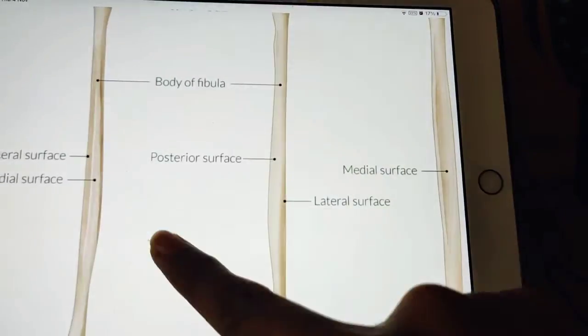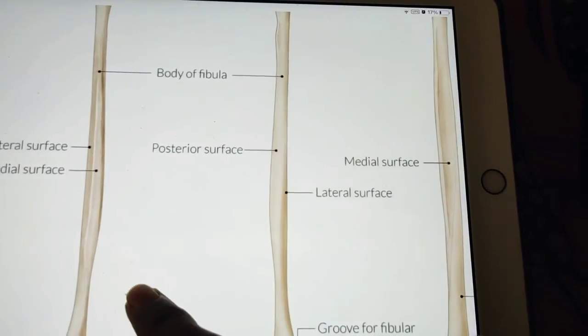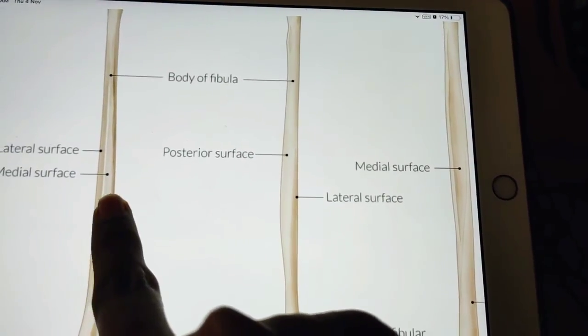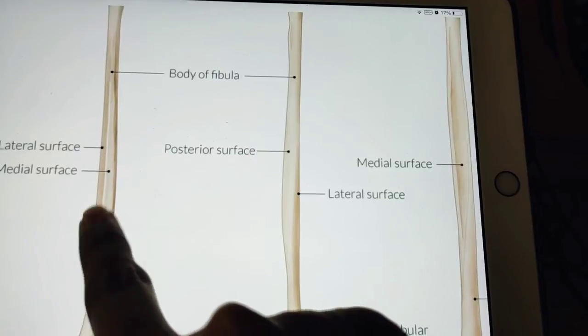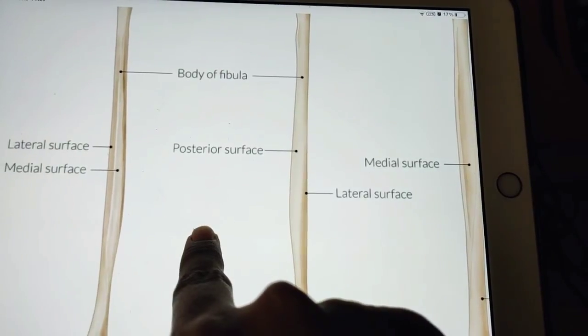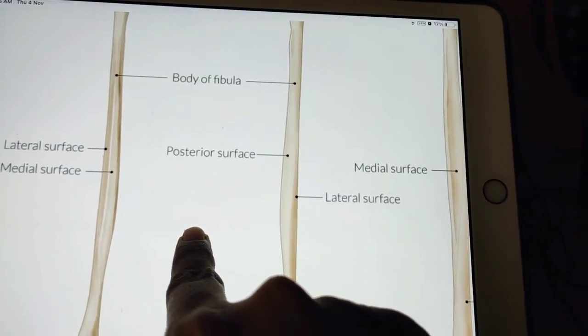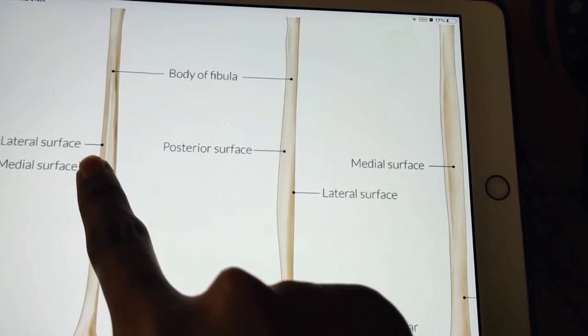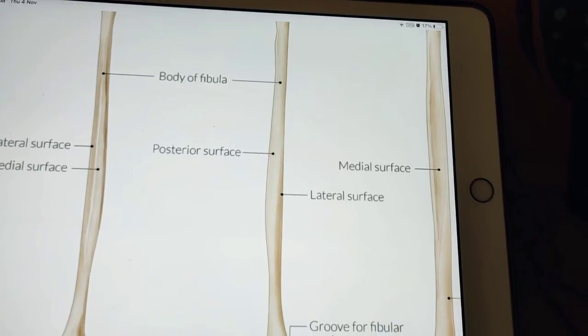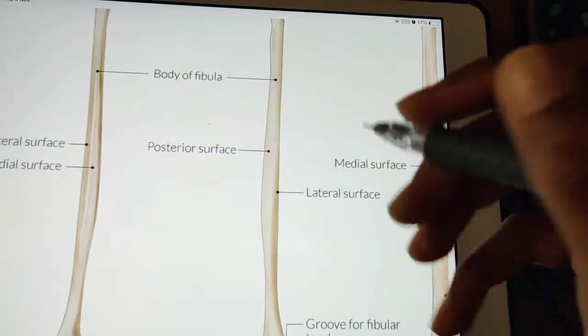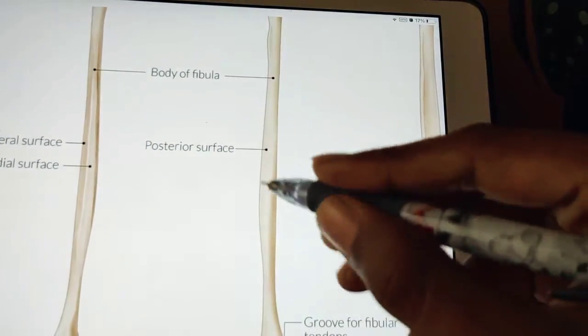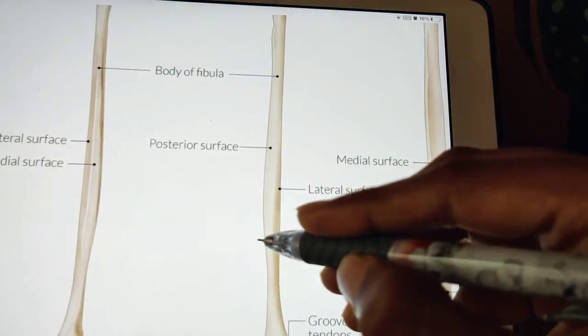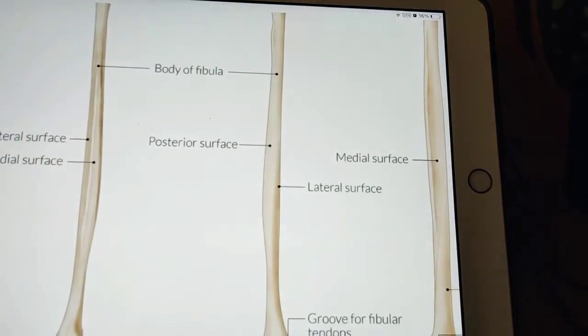What are the three surfaces? Of course you have your first one, the medial surface. You can see the medial surface is just between the anterior border and the medial border. Okay, and next coming to the lateral surface. The lateral surface is just between the anterior border and the posterior border. Okay, and next you have the posterior surface. Of course the posterior surface is between the posterior border and the medial border, right? So this is the posterior surface.